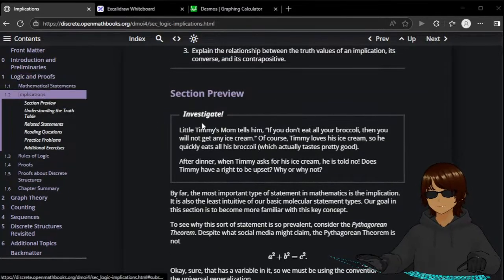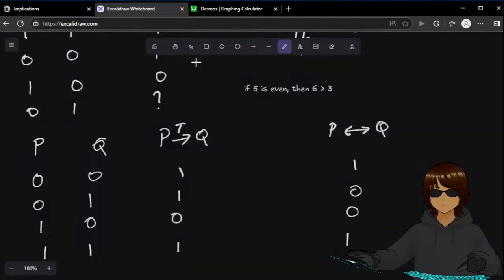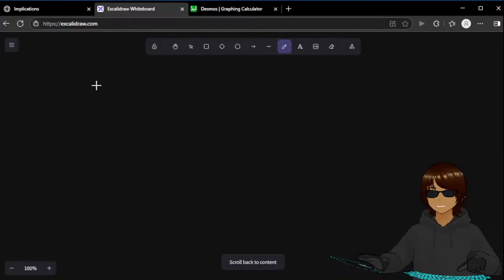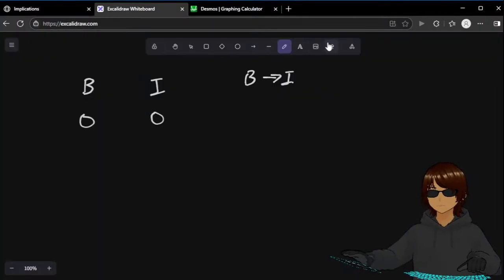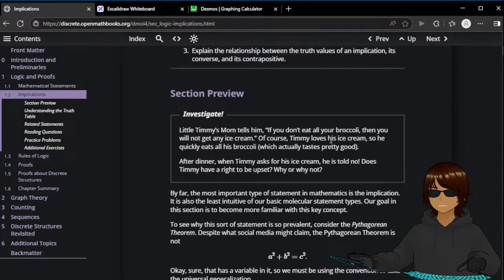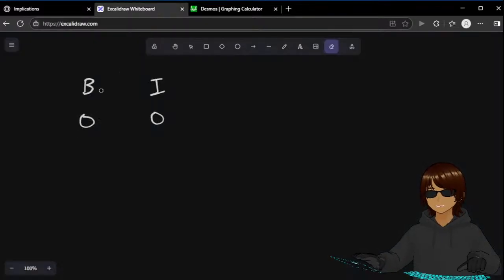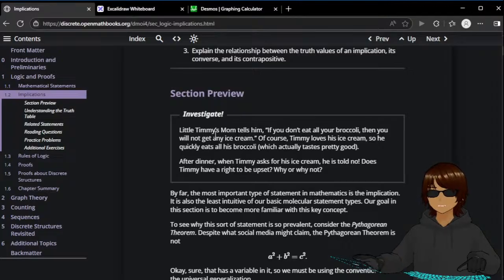So, implications. Little Timmy's mom tells him, if you don't eat all your broccoli, then you will not get any ice cream. Event B is whether he gets his broccoli. Event I is whether he gets the ice cream. So, no broccoli, then no ice cream. Little Timmy's mom says no broccoli, no ice cream.